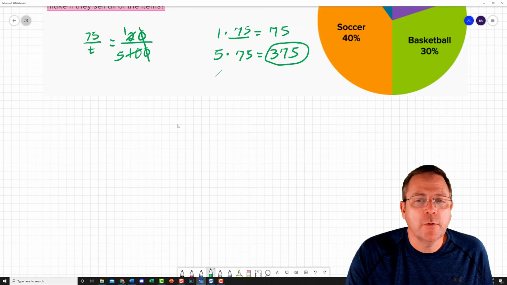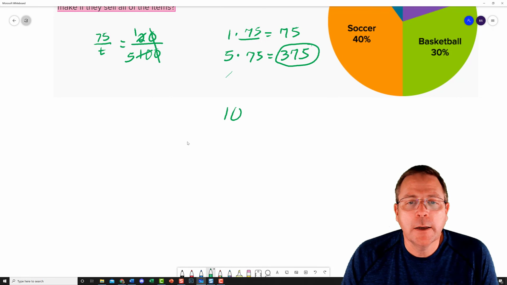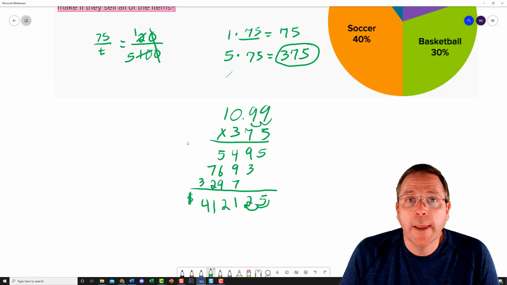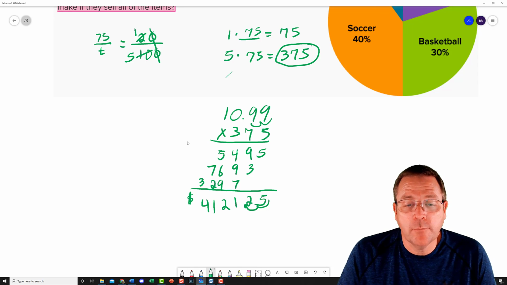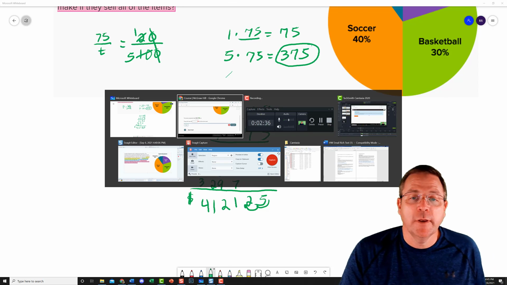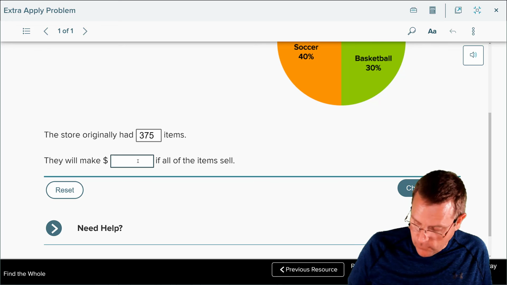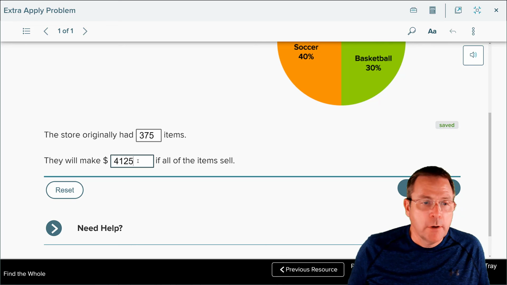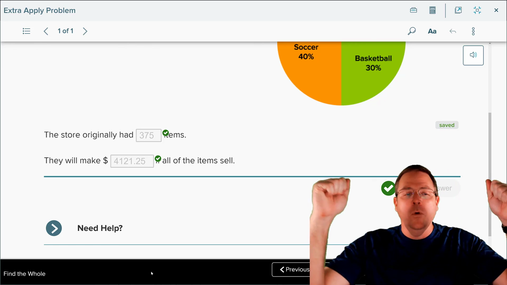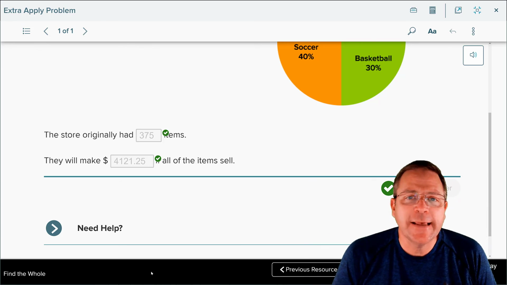I'm going to get myself a little bit of workspace here. I got $10.99 times 375 items. I'm going to multiply that out. And I saved you the pain of watching me do that math, but if I did it right, then we should have $4,121.25. Let's check and see if I did it right. $4,121.25. Check our answer. Woohoo! We got it right. With that, the lesson is finished.